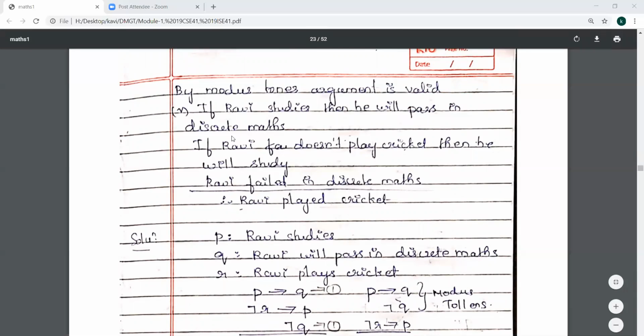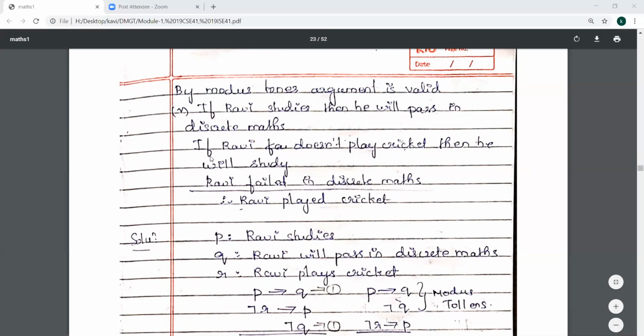Next, for each sentence, I need to put it in the symbolic form. See, first sentence, if Ravi studies, then he will pass in discrete maths. Here, implication is used, so I should write the implication symbolic form. So, P implies Q. P is Ravi studies. If Ravi studies, then he will pass in discrete maths. So, the first statement, symbolic form is P implies Q.